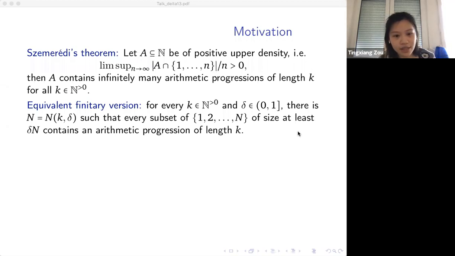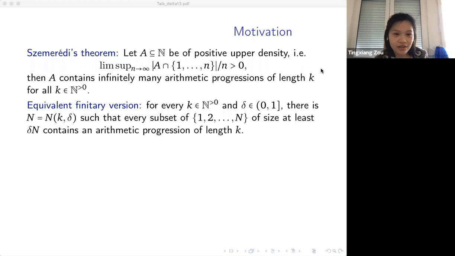And it has an equivalent finite version, which says for every k and delta, there is n such that every subset of 1, 2, 3 up to n of size at least delta proportion of n will contain an arithmetic progression of length k. So the finite version is pretty much in the sense of measure or counting theoretic. Of course, the infinite version is also.